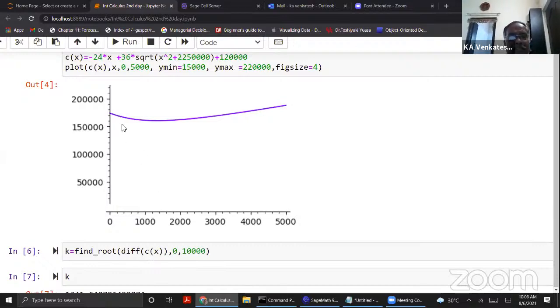So we have to find the first derivative and equate it to 0. That is finding a root of that. There is a syntax or a function available in Sage Math called find underscore root.